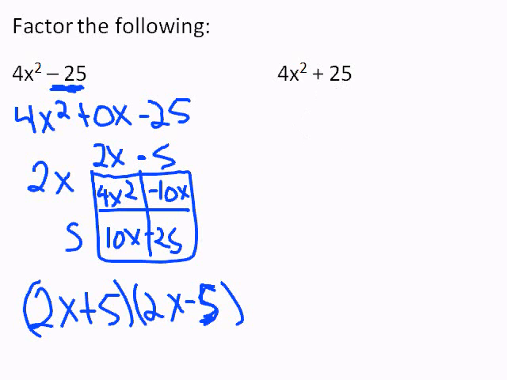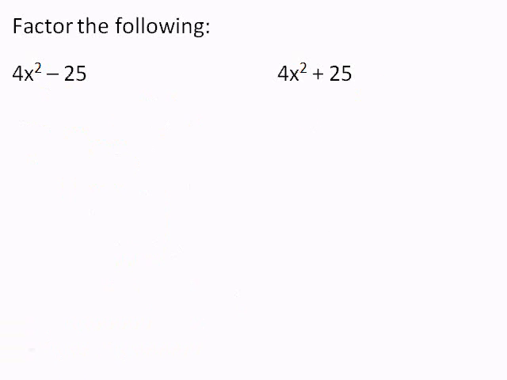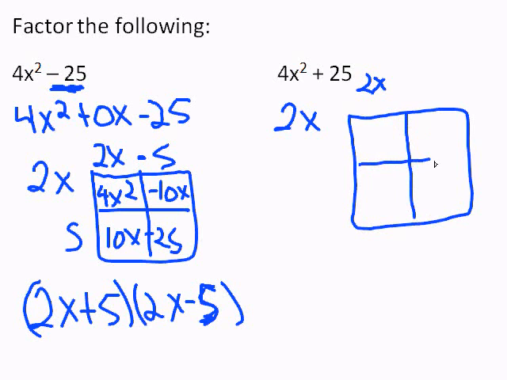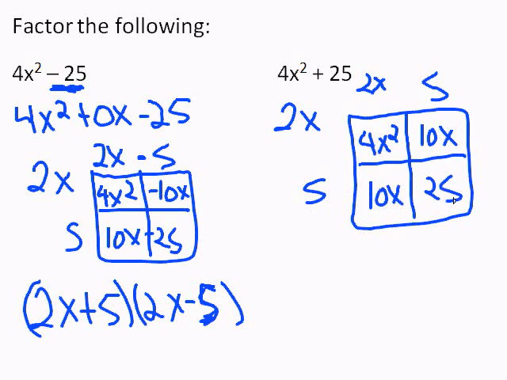If we go to this problem right here, 4x squared plus 25, and we start trying to factor it, suppose you want to try 2x and 2x again. We're going to find out in a moment that this particular expression will not factor. So we try 5 and 5 because they have to multiply to give us positive 25. So 2x times 2x is 4x squared. 2x times 5 is 10x. 2x times 5 is 10x. And 5 times 5 is 25.